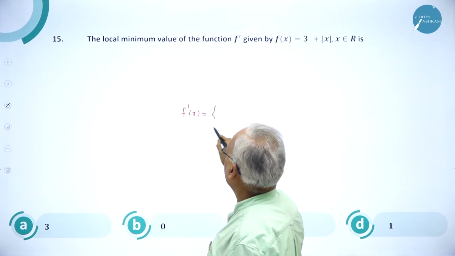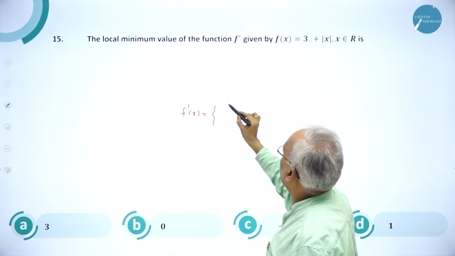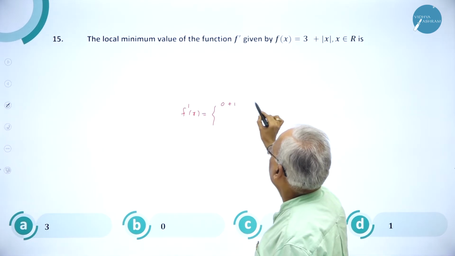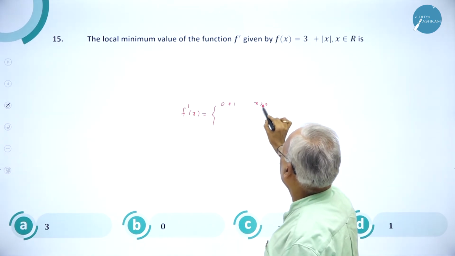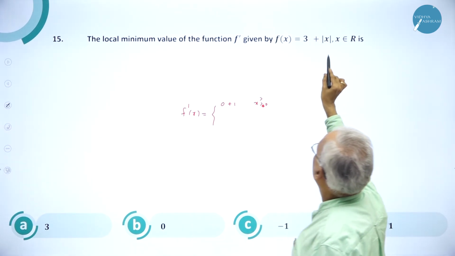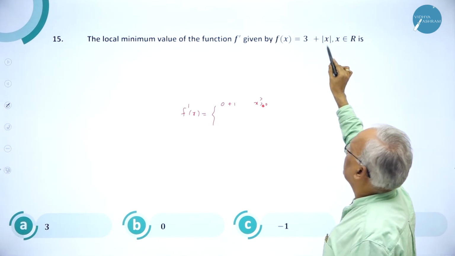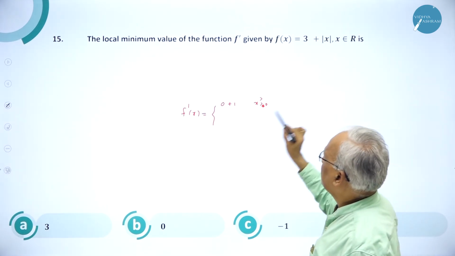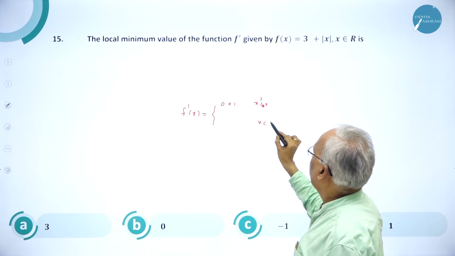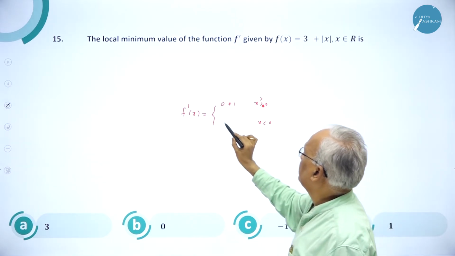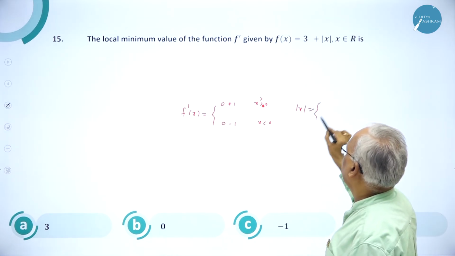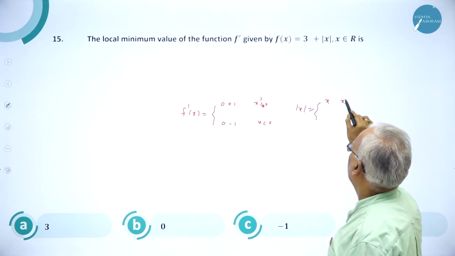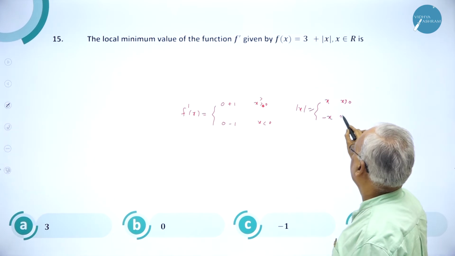What is f dash x? Differentiate this: 0 plus 1 if x is greater than 0. Not at 0, don't try. If x is greater than 0, it is 1 actually, because mod x is x. If x is less than 0, the derivative is 0 minus 1, because mod x is x if x is positive and minus x if x is negative.